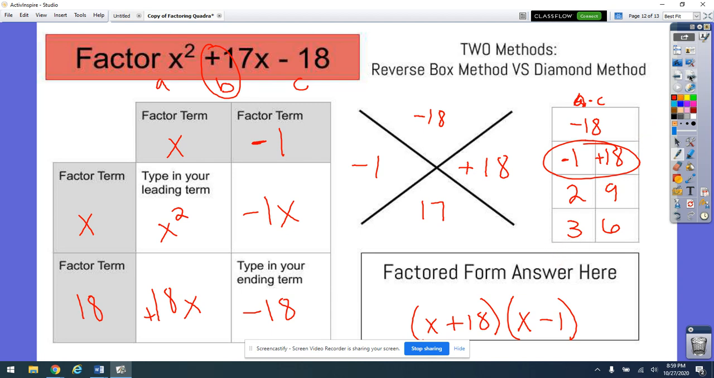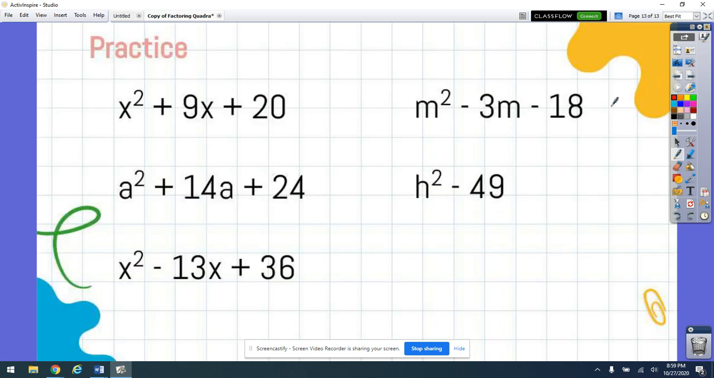So what we want you guys to do for today is just practice on these types of equations, picking whatever method works best for you. And then so that way tomorrow we can practice on these in class.